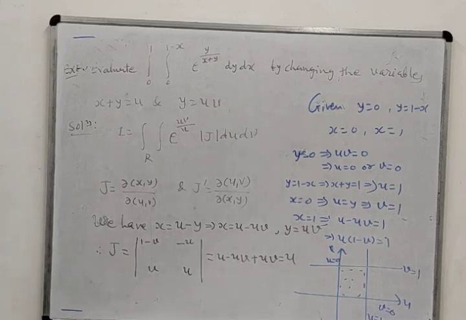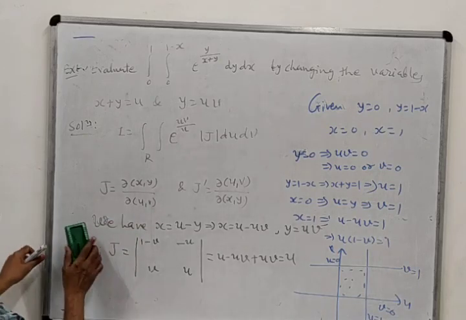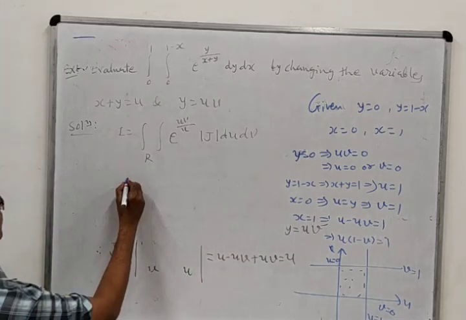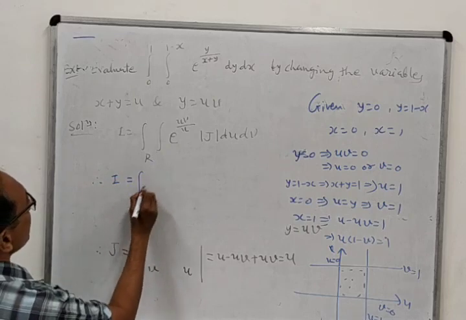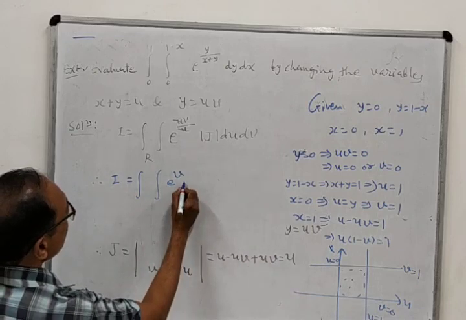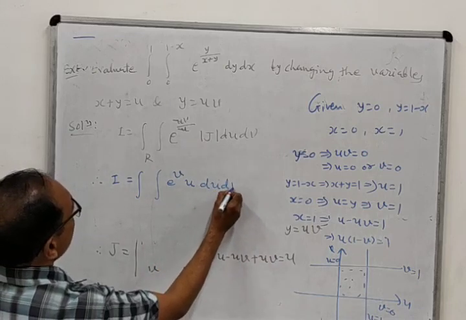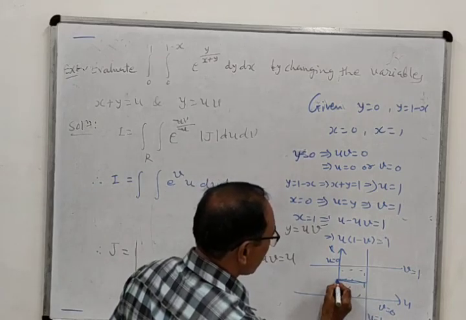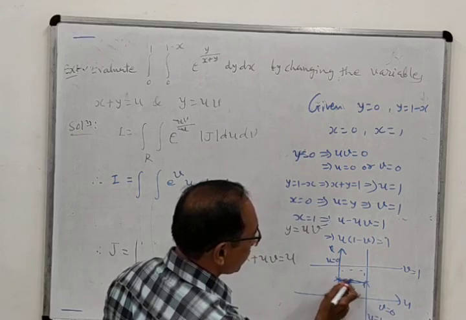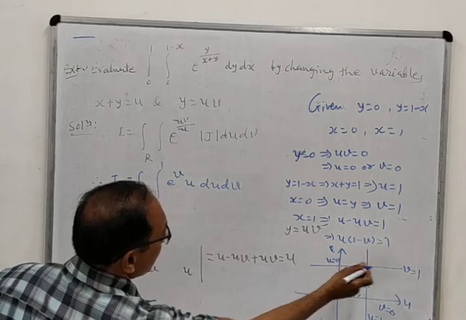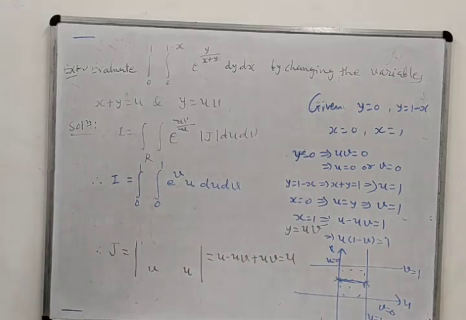So now, what are the limits? So this problem will now become I equal to double integration. This u and v will be cancelled, so e raised to v, Jacobian J is u, and this is du dv. The limits of u are, if we take a straight line parallel to the u axis, u equal to 0 and u equal to 1. And here it is v equal to 0 to v equal to 1.